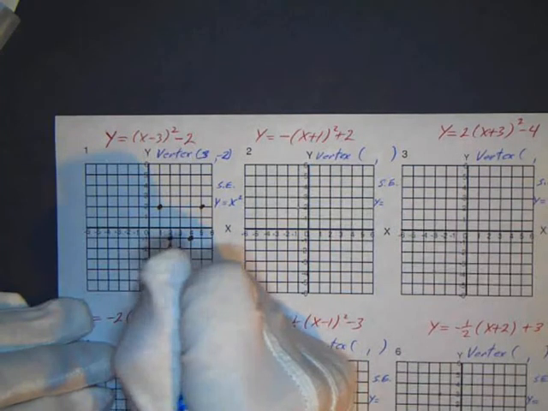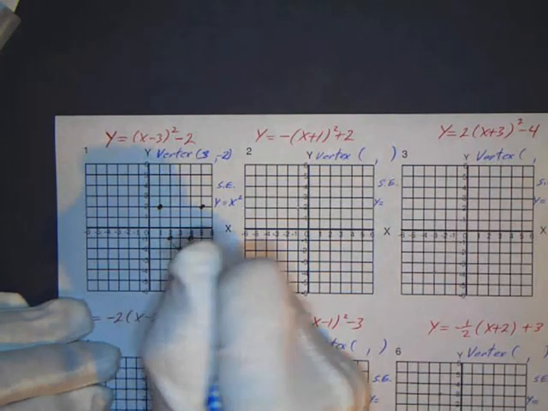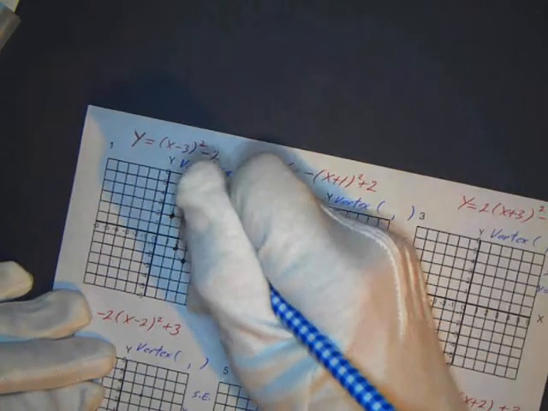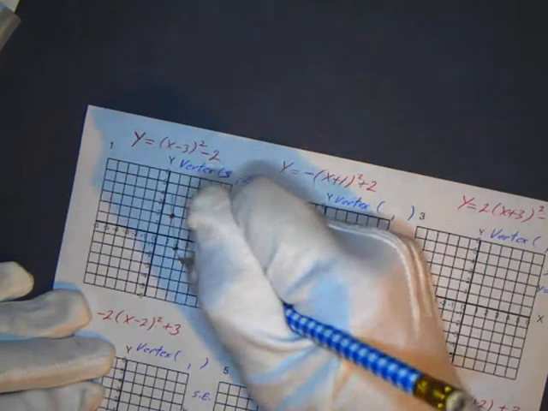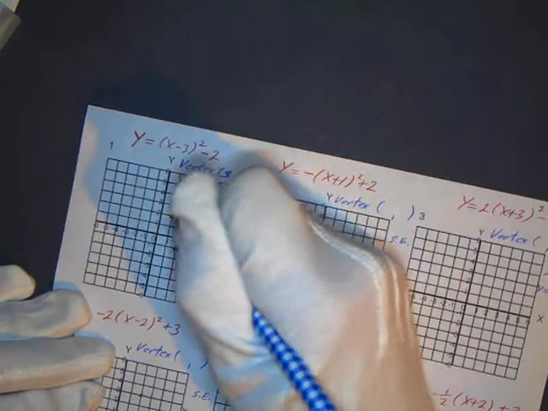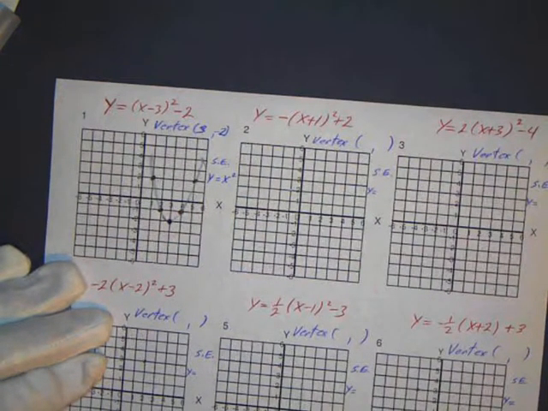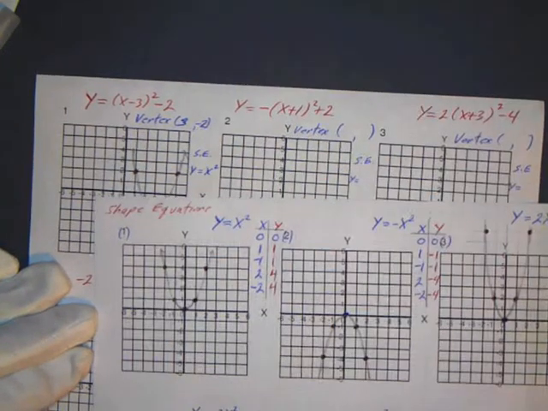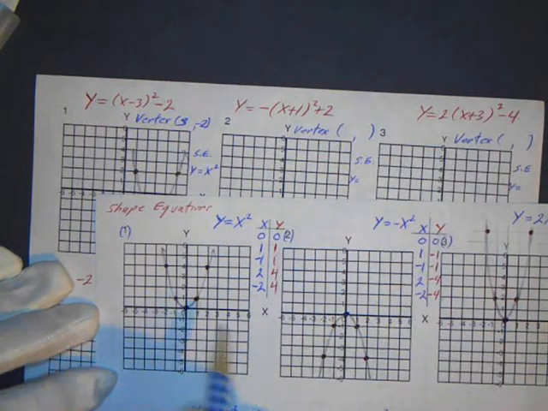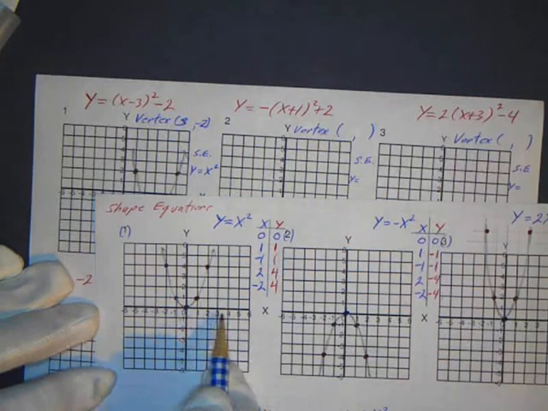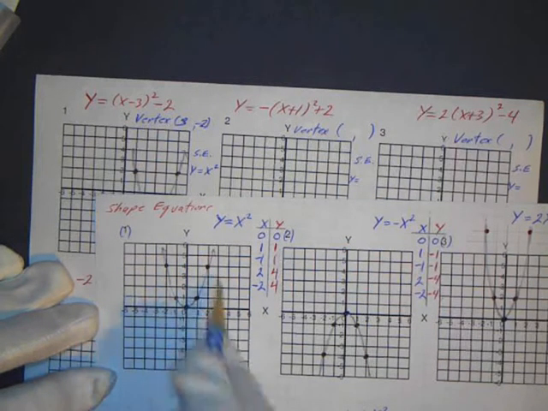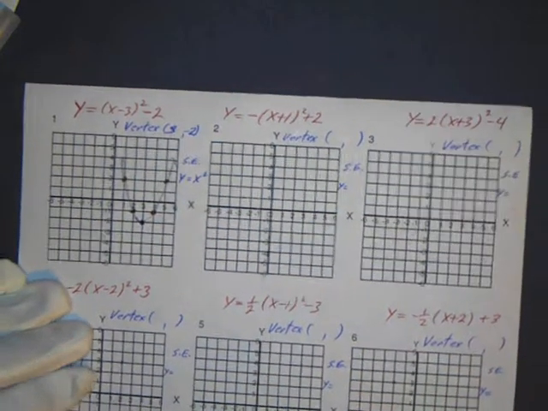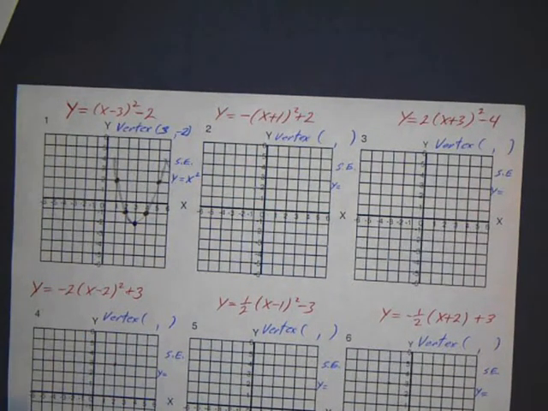I would say to make this look like a little bowl down here, like a breakfast bowl, and then connect it up. You're just going to connect those 5 points, and there you go. There's your parabola. Pretty easy. It's going to be shaped the same as this parabola, x squared, except it's shifted over 3 units to the right and down 2 units, but it has the same shape. That's why the shape equation makes everything kind of easy.